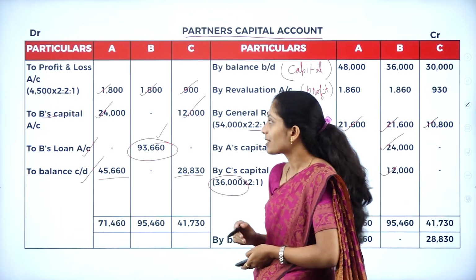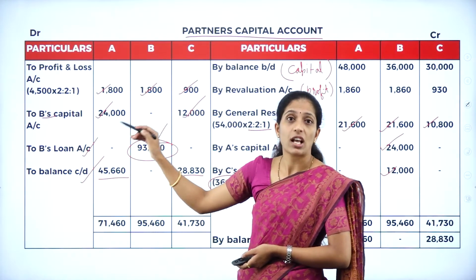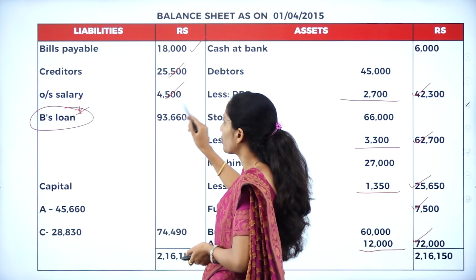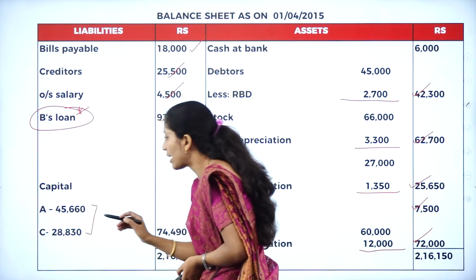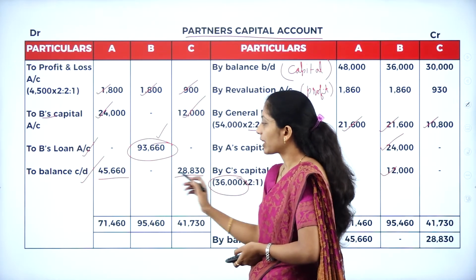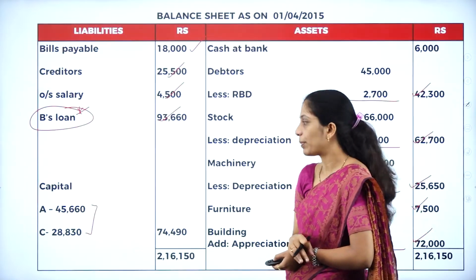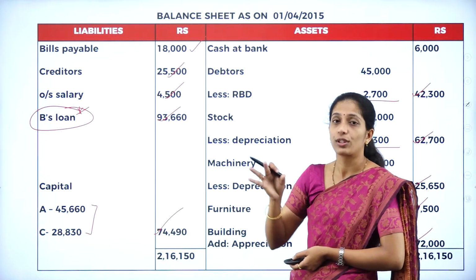Now, the balancing figure is B's loan. The balancing figure of B has been transferred to his loan account, right? So that has to be taken as B's loan, 93,660. Then the capital is that of A and C, that is the continuing partners. So here we have carried down that amount. Take that amount as usual as capital, 74,490 of both the partners.